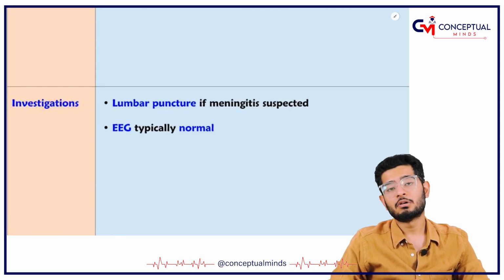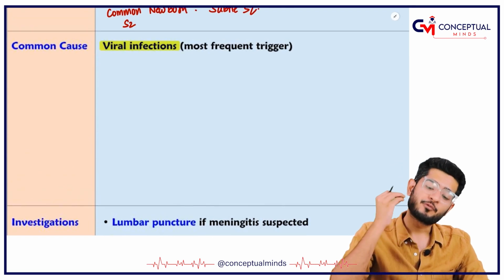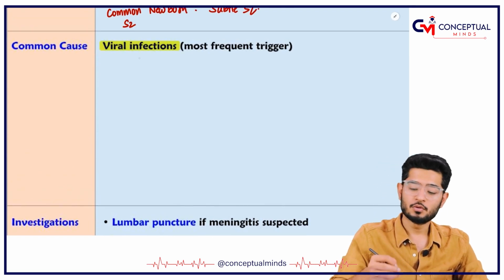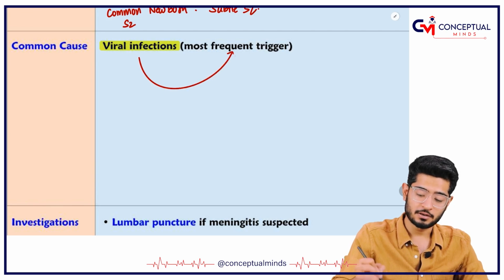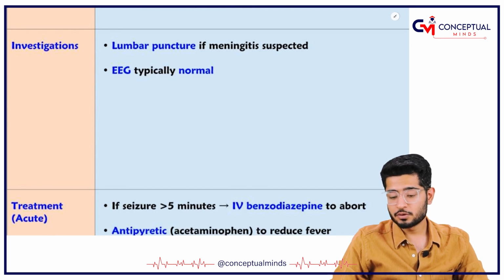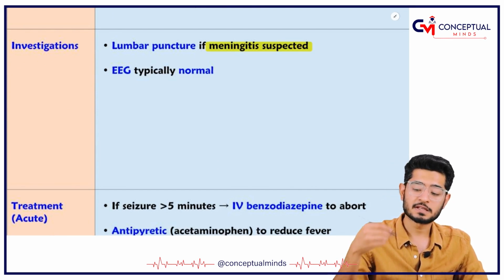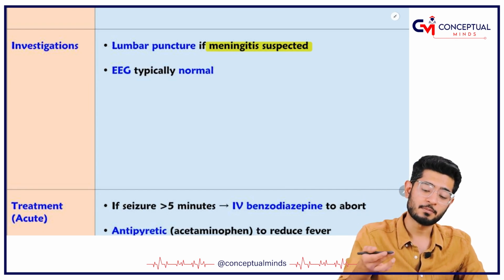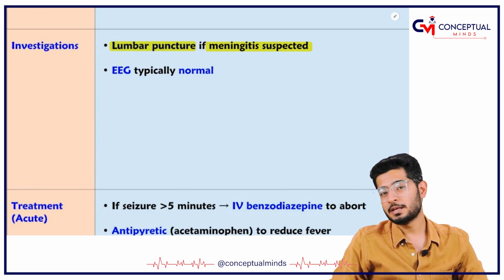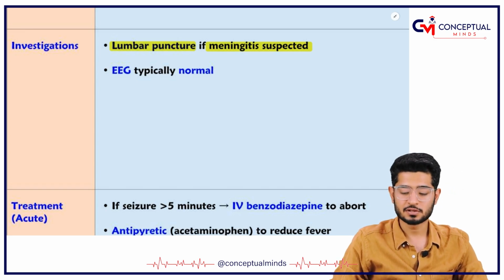Okay, now please understand, there are several other causes of febrile seizure, but viral infection is the most frequent trigger which you have to understand in febrile seizure. Now what investigations will you do? For example, if you are suspecting meningitis, lumbar puncture becomes an important investigation, so that you will be able to see if there is meningitis and meningitis-associated fever, and you have to treat the meningitis also.